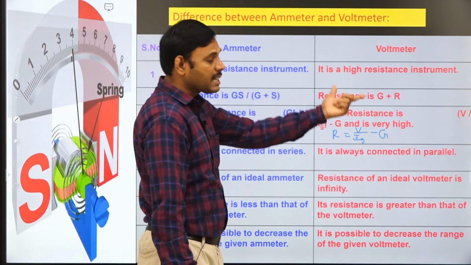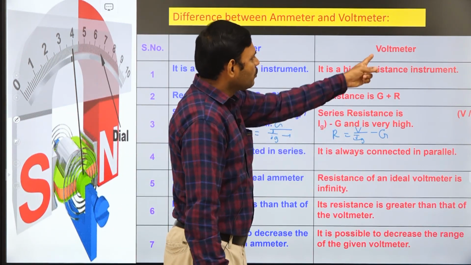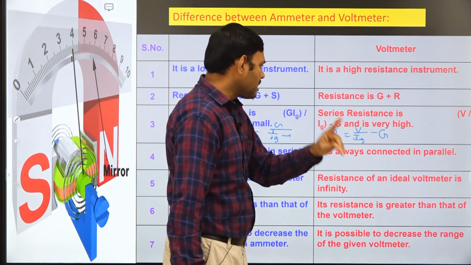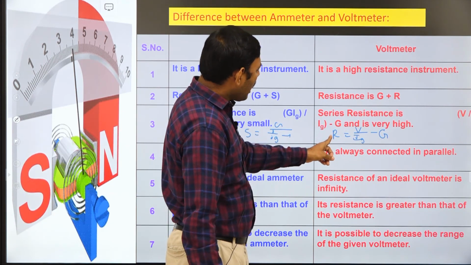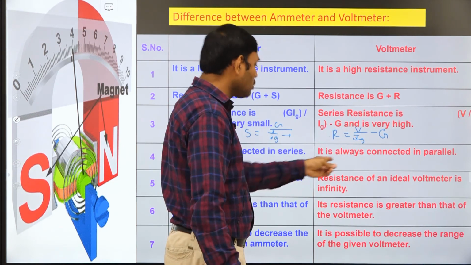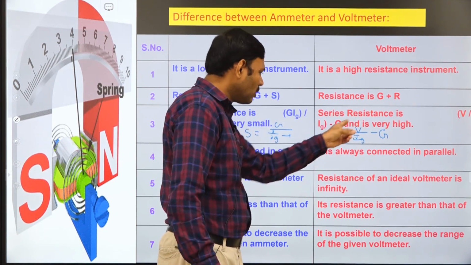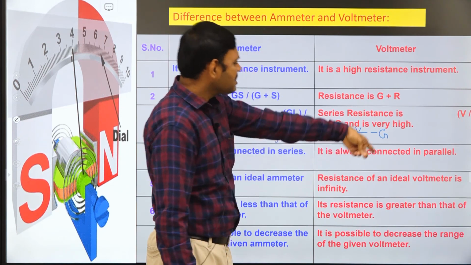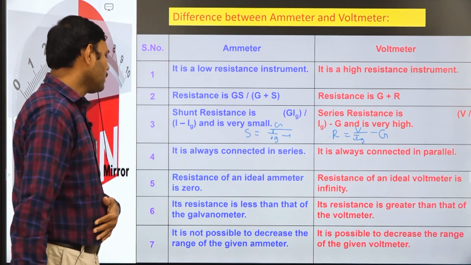Similarly, high resistance is connected in series to form a voltmeter. If V increases, R increases. So ideally, to measure any voltage, R should be infinity. So the resistance of an ideal voltmeter is infinity.